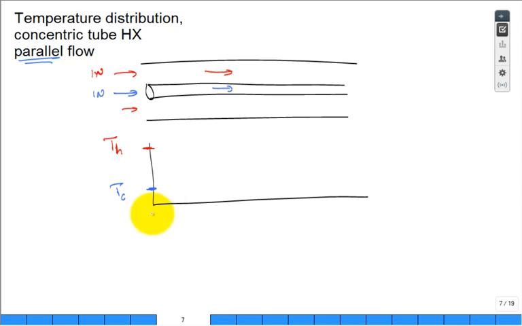So I'm plotting as a function of location from the entrance, let's put 0, down to location L, the exit. So that's how long the heat exchanger is. And we're plotting the single average or mean temperature of the hot fluid. Is the hot fluid going to get hotter, stay the same, or go down? It's going to go down, right? How about the cold fluid? It's going to get warmer. So the hot fluid's going to get colder, and the cold fluid's going to get warmer as it goes further because of the heat transfer occurring from the hot to the cold.